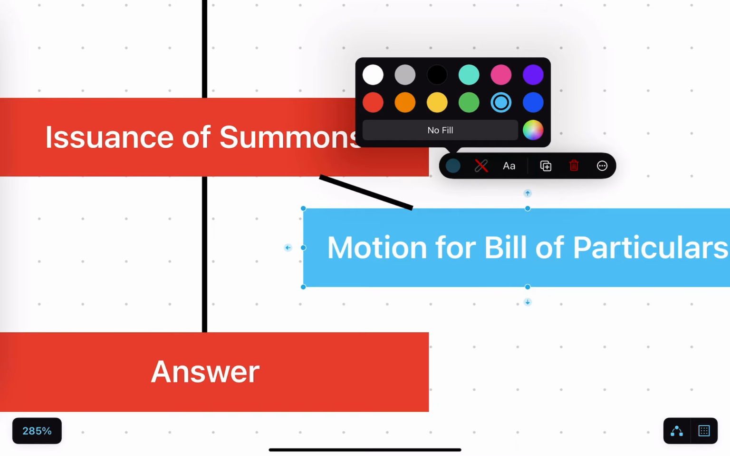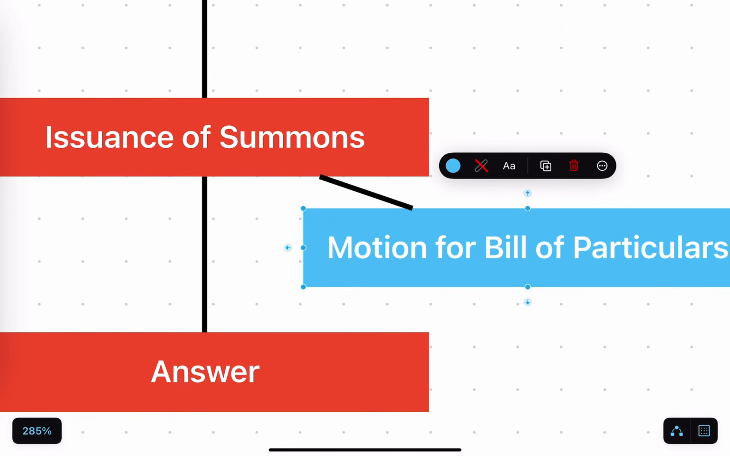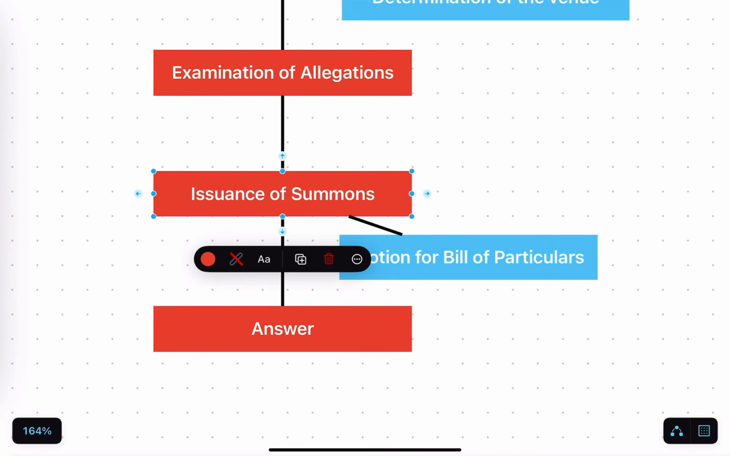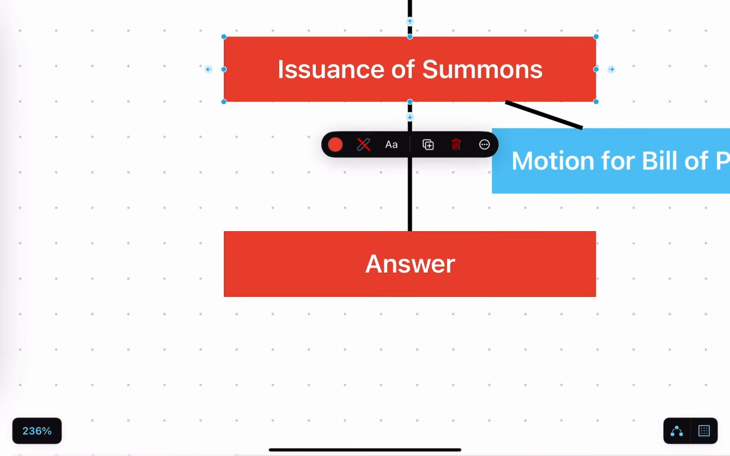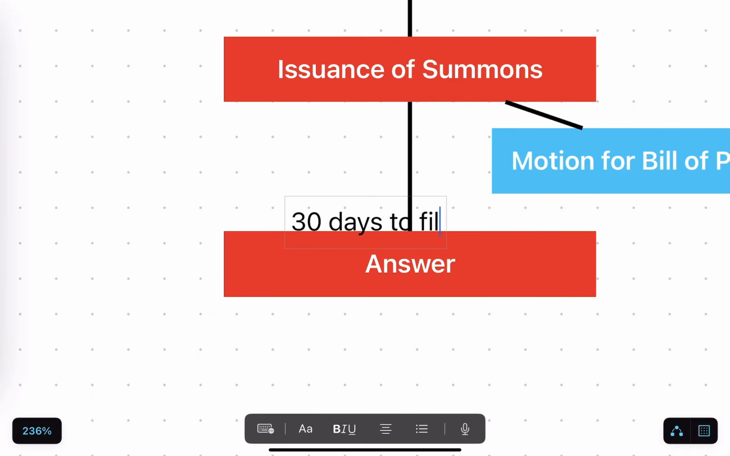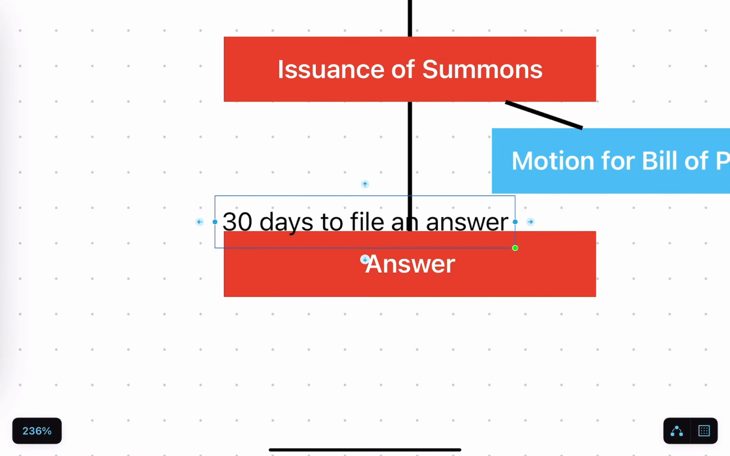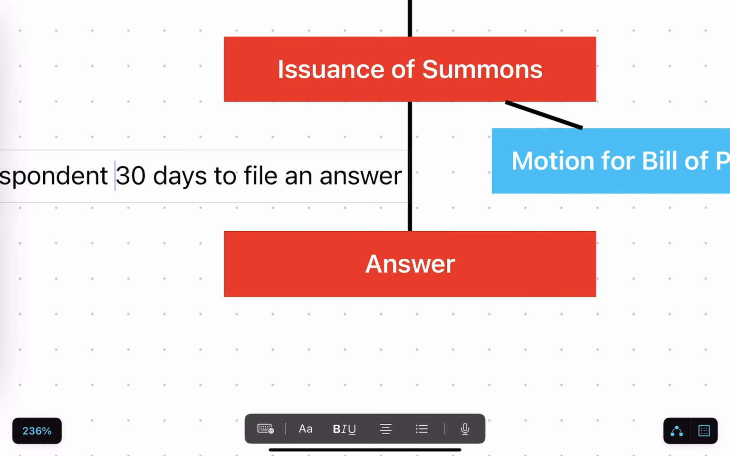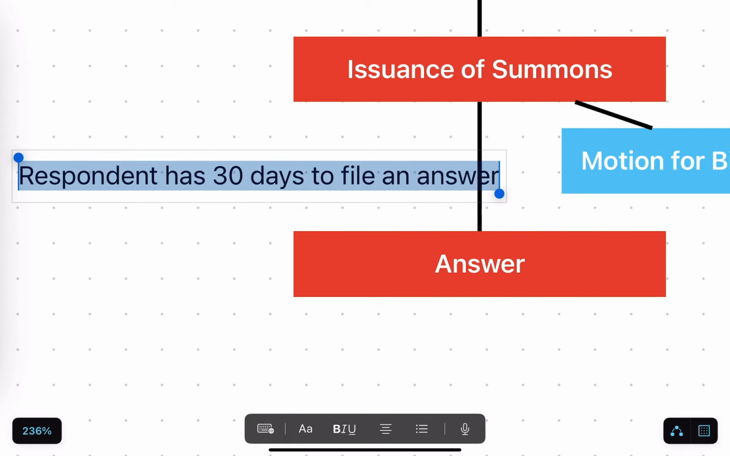Okay, file a motion for bill of particulars, and if the court will grant it, then the adverse party must comply within 10 days. So for the summons, by the way, this is issued by the court 5 days from the receipt of the complaint. Okay, and when the defendant received the summons, he has 30 days. He has 30 days to file an answer. So your respondent has 30 days.